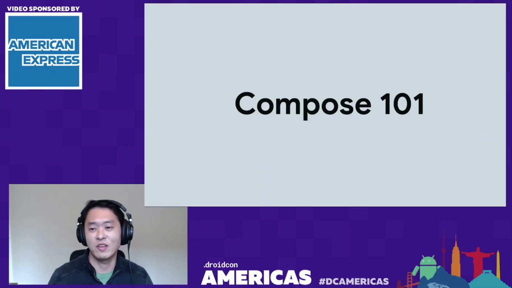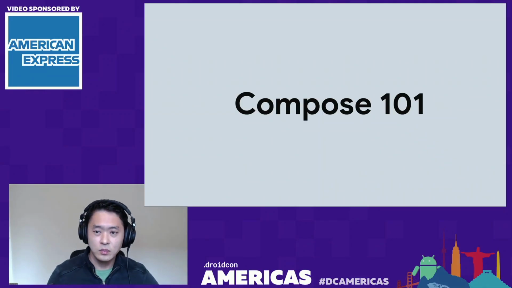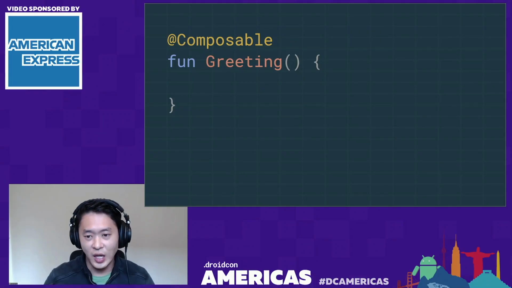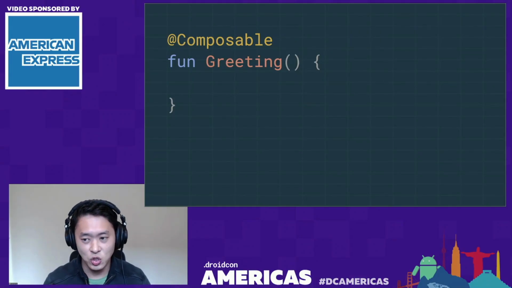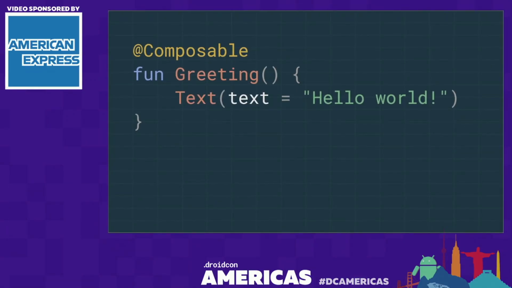All right, let's go ahead and dive into some code and see how we actually add Compose to an app. Here you have a Kotlin function called greeting, and we've added a composable annotation to it so that it can be used by the Compose framework. Inside the greeting, we call the text composable. So basically, composables can call other composables. And in here, we want to pass it the string that we want to display.